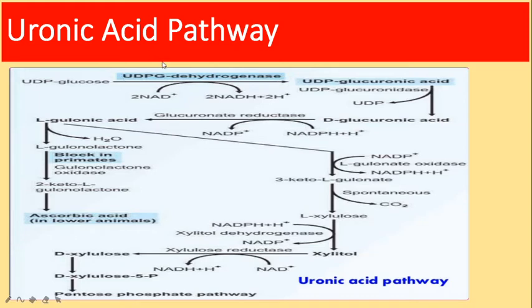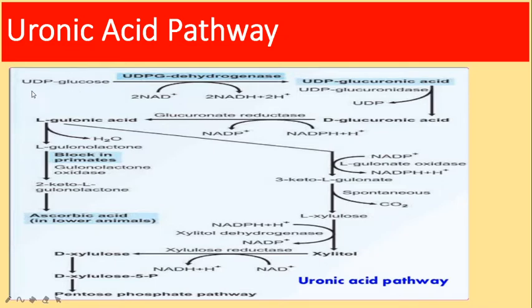So here in the first step, glucose 6-phosphate is converted into glucose 1-phosphate in the presence of the enzyme phosphoglucomutase. First, the glucose is phosphorylated to glucose 6-phosphate in the presence of the enzyme hexokinase. Then glucose 6-phosphate is converted into glucose 1-phosphate in the presence of the enzyme phosphoglucomutase. Glucose 1-phosphate will react with UTP to form UDP glucose and pyrophosphate.